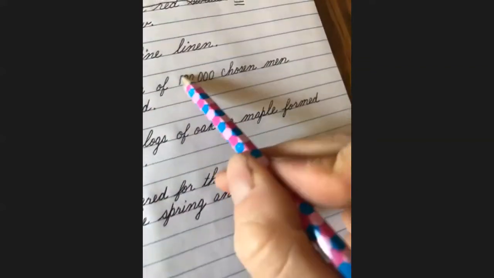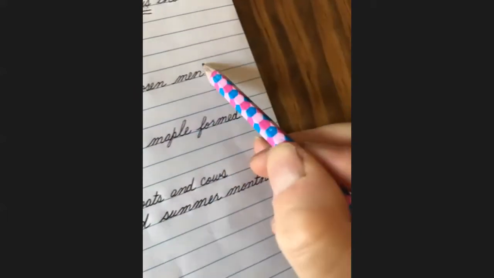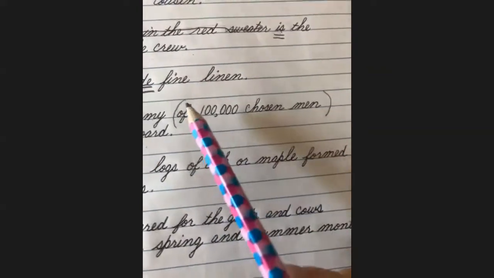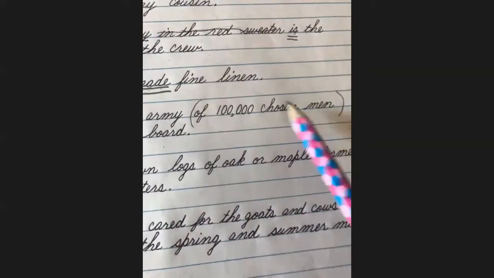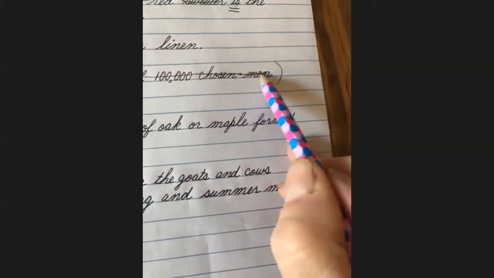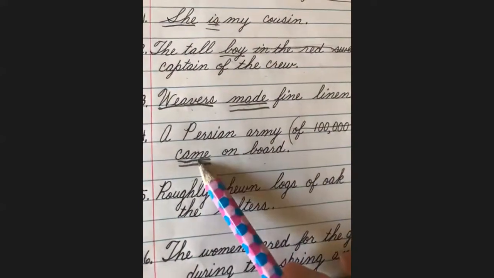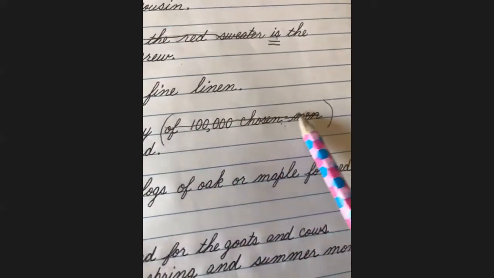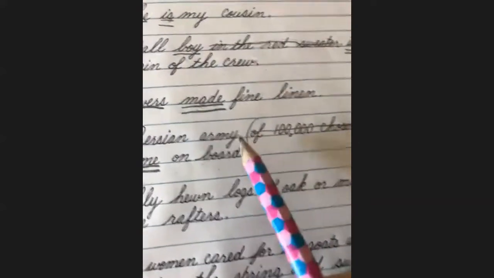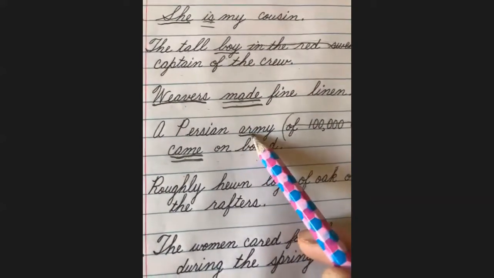Again, is there a prepositional phrase? Yes. Of 100,000 men is the prepositional phrase. If you haven't learned prepositions yet, you'd have a hard time on a sentence like this. The subject cannot be in a prepositional phrase, so I'm going to draw a line through it. What is the subject? Army came. The army of what is just about the army, isn't it? The army was made of 100,000 chosen men. But the simple subject anyway, is just the word army.